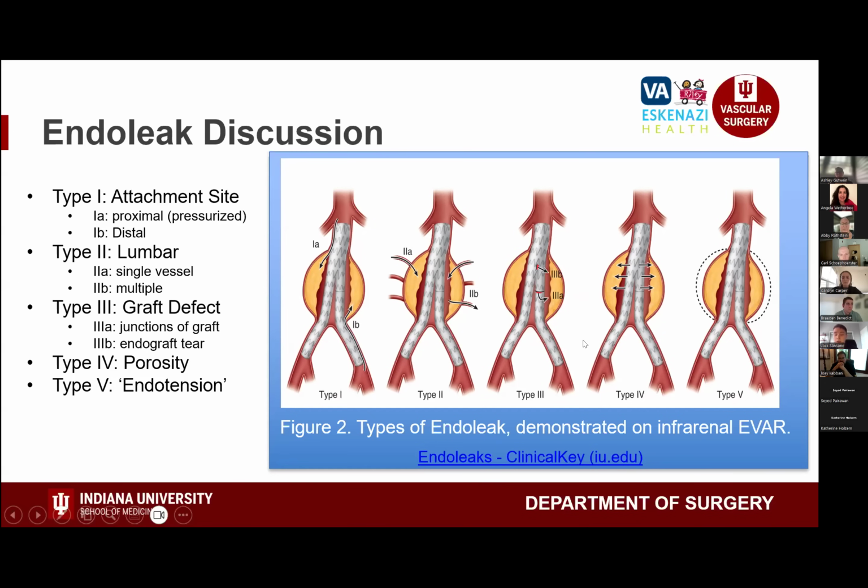A type 4 endoleak is when blood seeps through the pores of an endograft, causing the aneurysm sac to increase in size. A type 5 endoleak, we call it endotension. Basically, we know the aneurysm sac is increasing in size on imaging, but we can't attribute another type of endoleak as the cause of the increase in size.